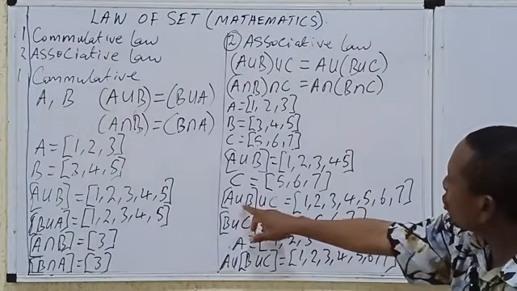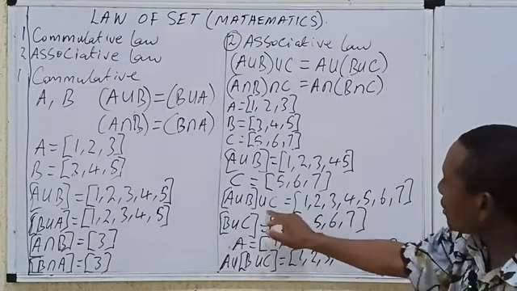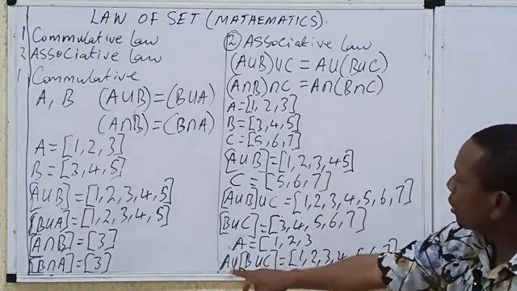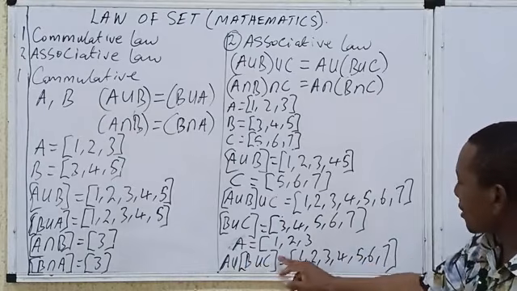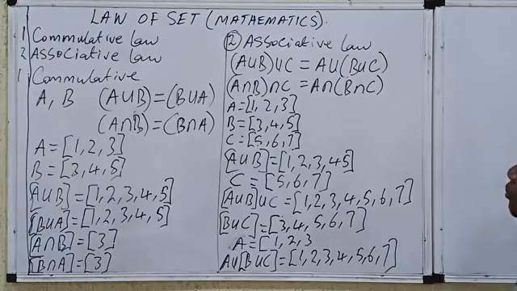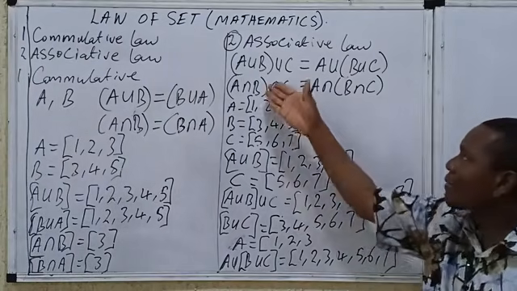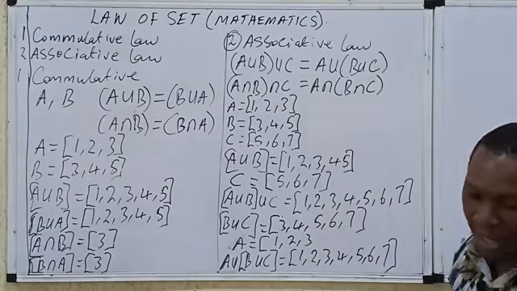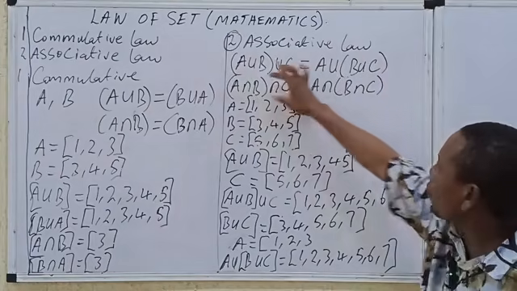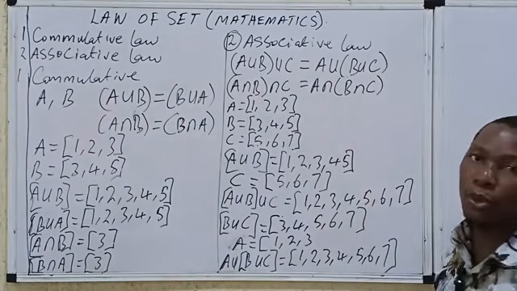Now you will notice that the associative law is true. A union B in bracket union C, which is this, is equal to A union in bracket B union C. This is equal to this. So the statement is proved true. You can also do the same for the intersection. Or you can take this as an assignment.